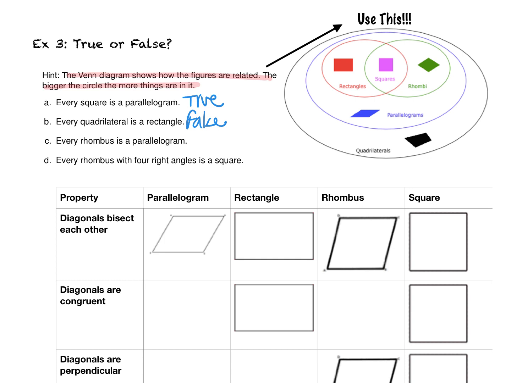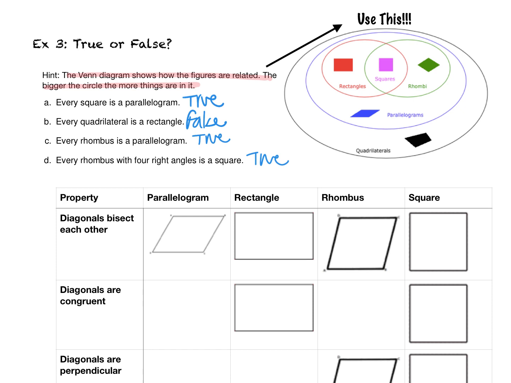In the next one, it says every rhombus is a parallelogram. Again, if I look at the rhombus in my Venn diagram, does it indeed fall under the parallelograms, under the blue? Yes, it is inside the blue, so therefore this is a true statement. And the last one, every rhombus with 4 right angles is a square. If I look at my little green circle of rhombus, if I make a rhombus with 4 right angles, does it indeed become a square? Yes, it does. So this is another true statement.